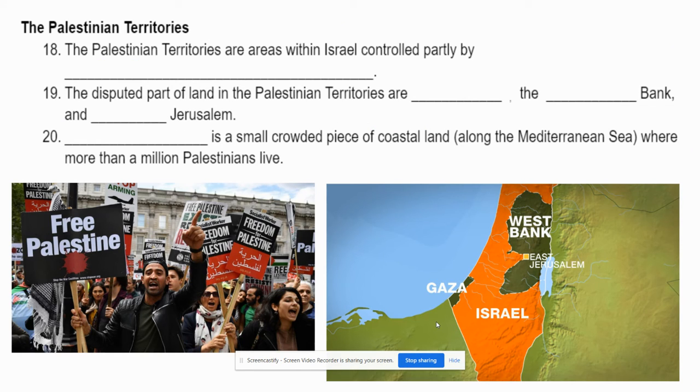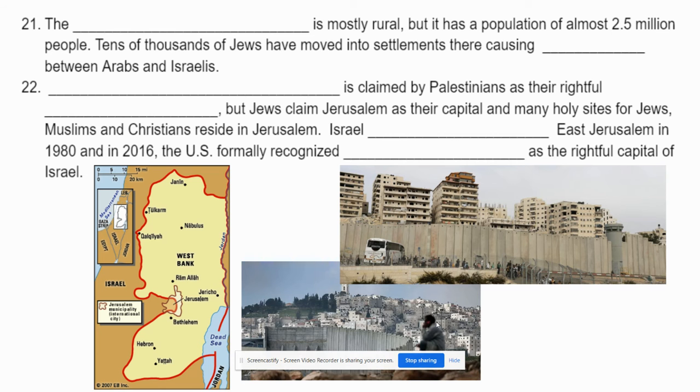Palestinian territories. The Palestinian territories are areas within Israel that are controlled partly by the Palestinian Arabs. The disputed part of the land in the Palestinian territories is an area known as Gaza, or the Gaza Strip, the West Bank, which is a very large region right along the Jordan River, and then the eastern part of the city of Jerusalem. Number 20, Gaza is a very small and crowded piece of coastal land along the Mediterranean Sea where more than 1 million Palestinians live.